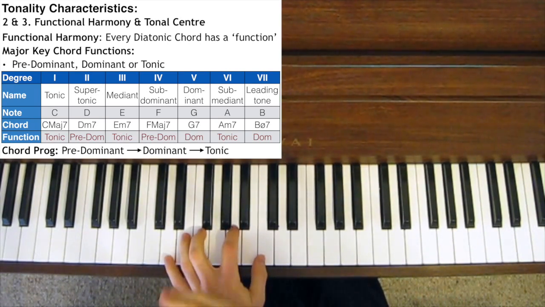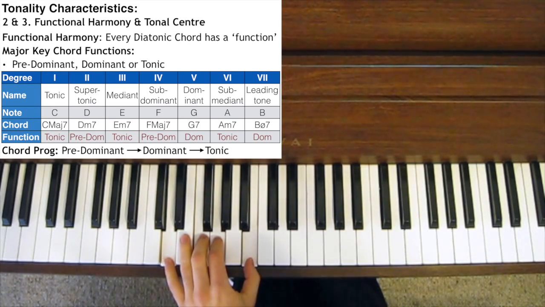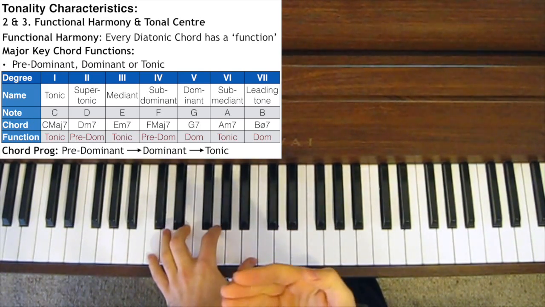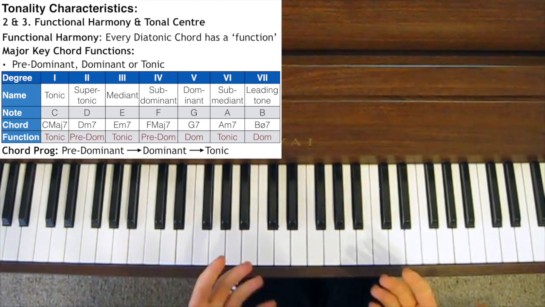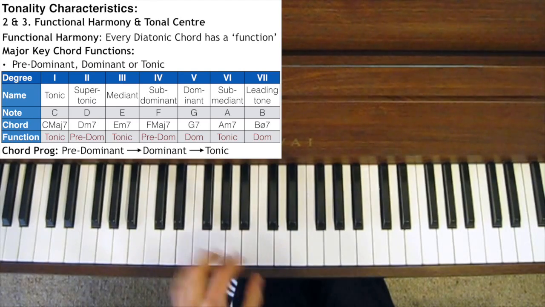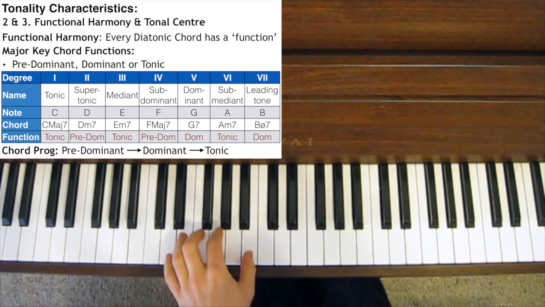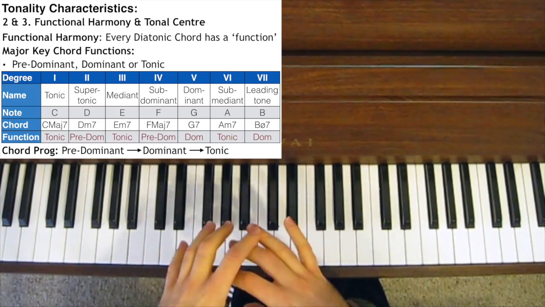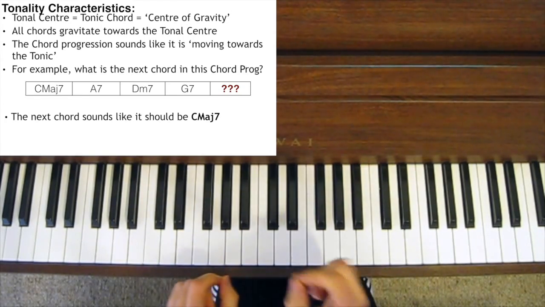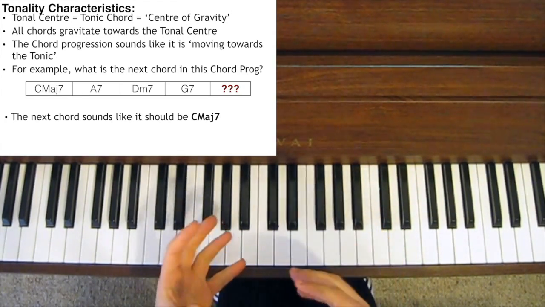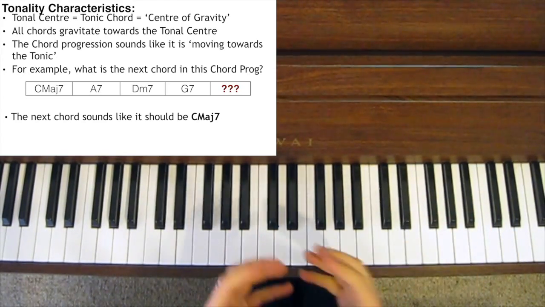So really then, the function of a predominant chord is to get you to a dominant chord, and the function of a dominant chord is to get you to a tonic chord. Thus the term functional harmony. And in fact, that's why the 2-5-1 chord progression is such a strong sounding chord progression, because essentially you're going from a predominant to a dominant to a tonic functioning chord. And so the tonic chord, that is the C major 7, is the tonal center, and it can be thought of as a kind of center of gravity to which all the other chords gravitate and resolve into.